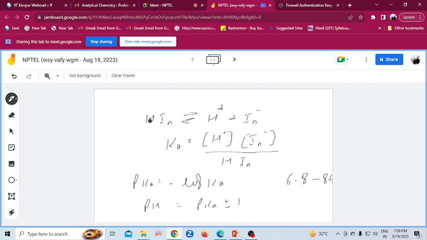At 6.8 it will give a different color, yellow, and at 8.4 it will give red color. So you need to measure. Suppose your pH is changing, say, here from 8 to 9.